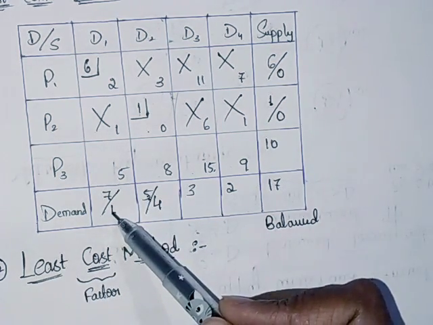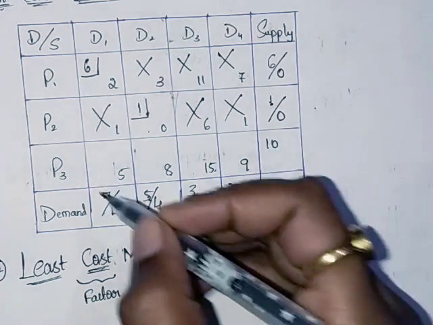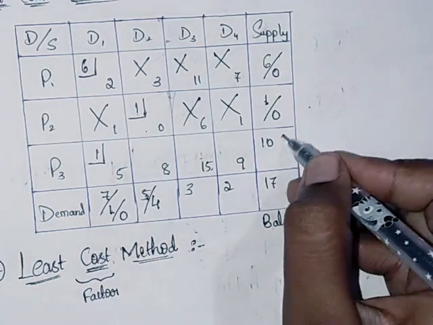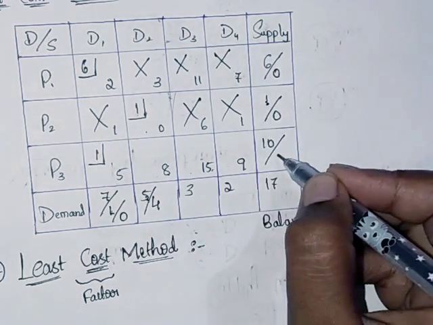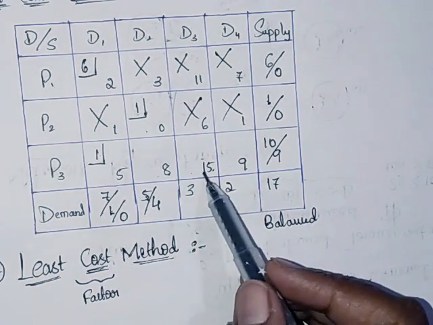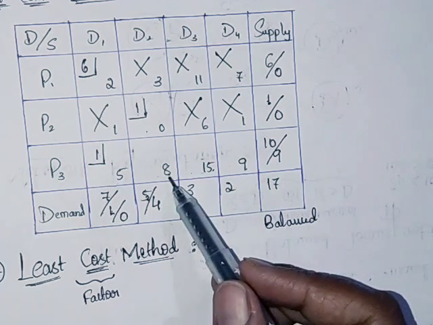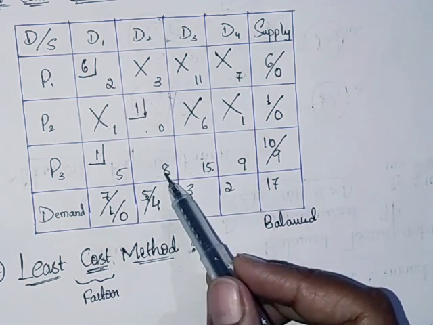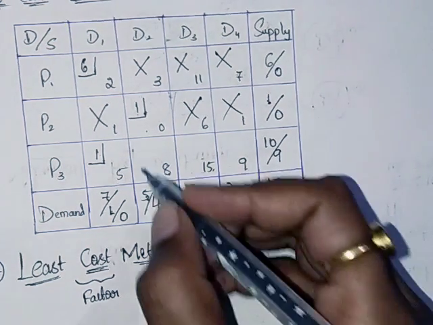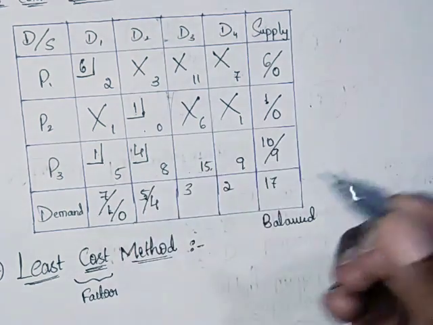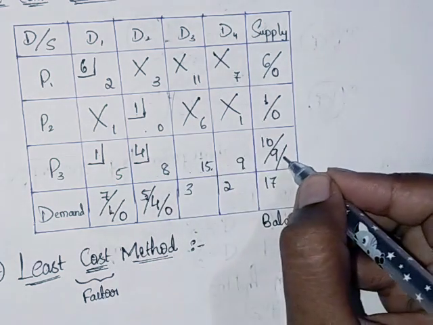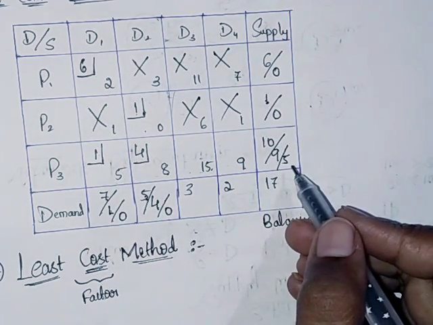The demand requirement is 1 unit and the supply capacity is 10 units. So I can allocate 1 unit and the demand becomes 0. From 10 units I have allocated 1 unit, so the remaining supply will be 9 units. Now compare the remaining cells 8, 15, 9, of which 8 has the lowest cost. So first I allocate to this cell. Demand is 4 units and supply is 9 units, so I can allocate only 4 units. The demand becomes 0, and from 9 units of supply I have allocated 4, so the remaining supply will be 5 units.